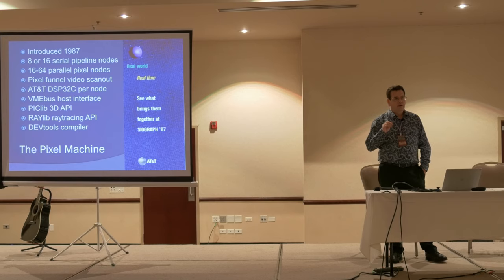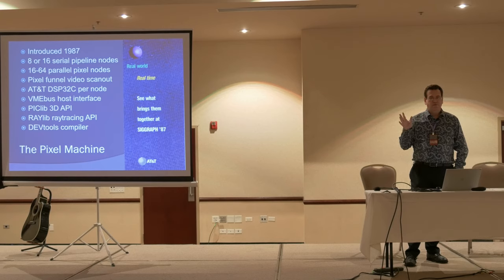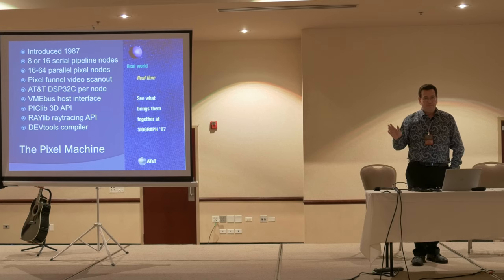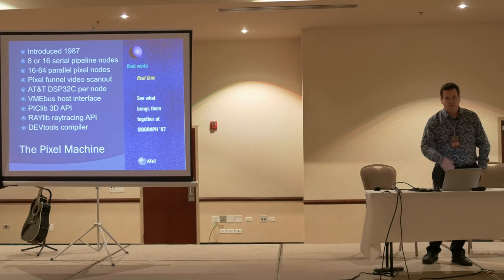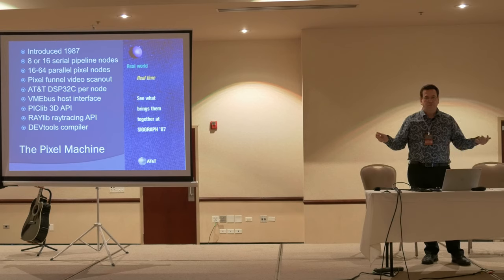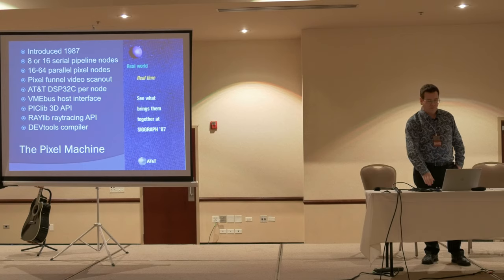They had a 3D library, or they had several different APIs for doing various kinds of tasks with the machine. And PicLib is their 3D API. RayLib is their ray tracing API. And they also had DevTools, which is your compiler that runs on a Sun workstation that cross-compiles the code into the machine language of the AT&T DSP32C. And you would download the code into the Pixel Machine from the Sun host. And then it would execute in the Pixel Machine, being fed data from the Sun host, turning that into pictures, which are then video scanned out onto a monitor attached to the Pixel Machine.